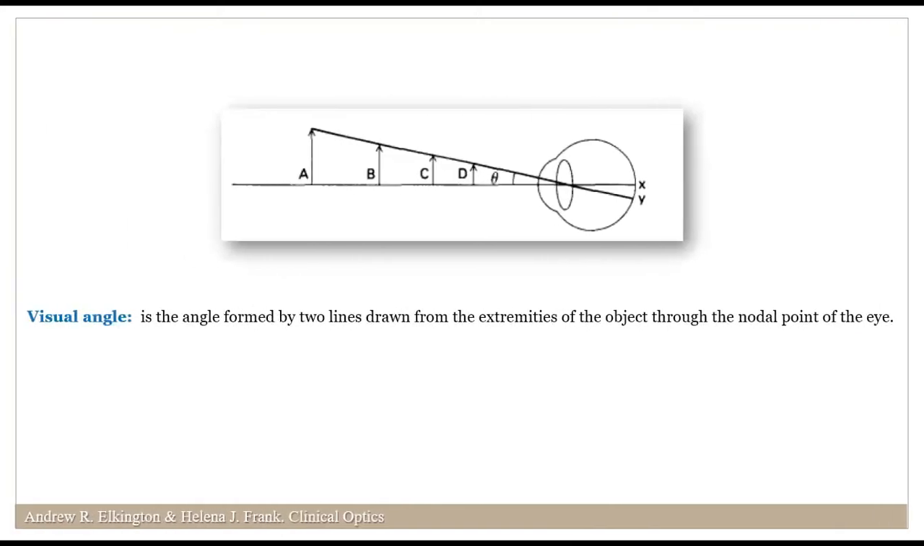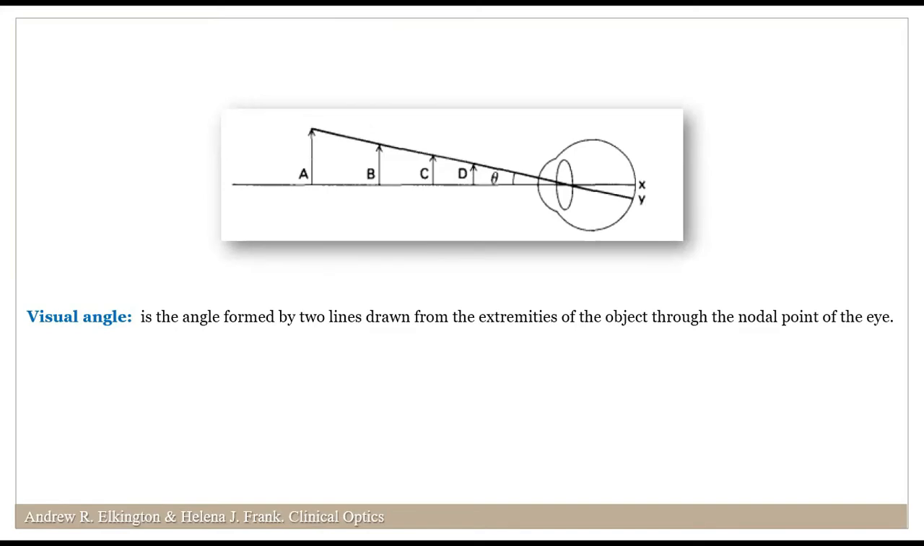Let's revise an important definition in optics, which is the visual angle. It's the angle formed by the 2 lines drawn from the extremities of an object through the nodal point of the eye. The nodal point is simply closer to the posterior pole of the lens. As you can see here, we have different sizes, but because of different distances, all have created the same visual angle, and all have the same retinal image size.